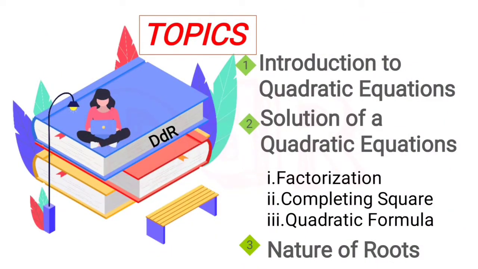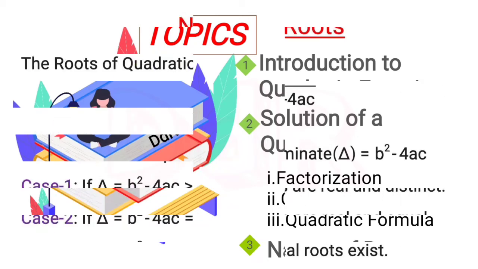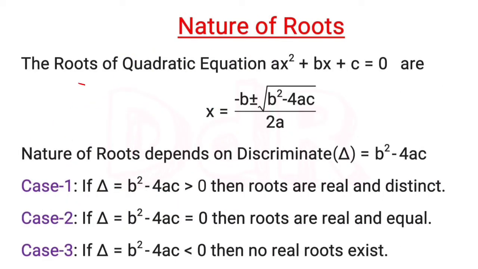In the previous 4 videos we completed the first 2 topics, and in this video we are going to learn the third topic, which is nature of the roots. We know very well the roots of the quadratic equation ax² + bx + c = 0 are x = (-b ± √(b² - 4ac)) / 2a.